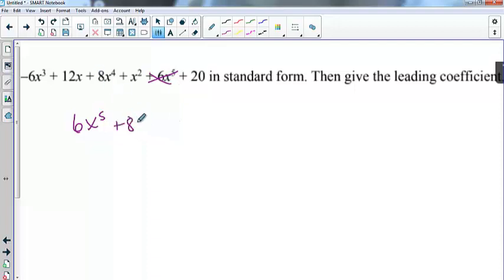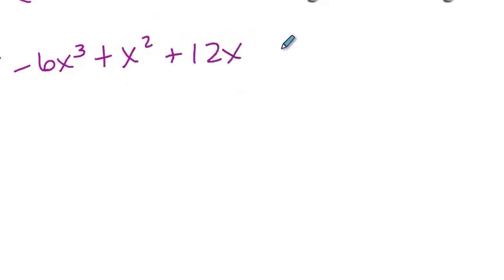8. It's positive 8x to the fourth. Now what? I have 5, 4. Right? Now what? 12x squared. Okay. Plus 12x, plus 1.